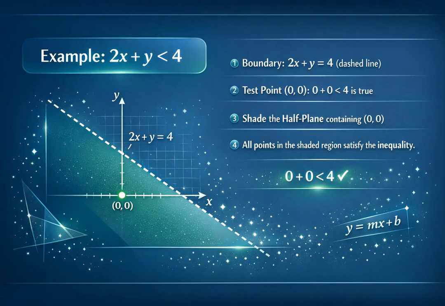Let's graph 2x plus y is less than 4. First, draw the boundary line 2x plus y equals 4 as a dashed line since the inequality is strict. Test the origin. 0 plus 0 is less than 4, which is true. So shade the half-plane containing the origin. All points in the shaded region satisfy the inequality.